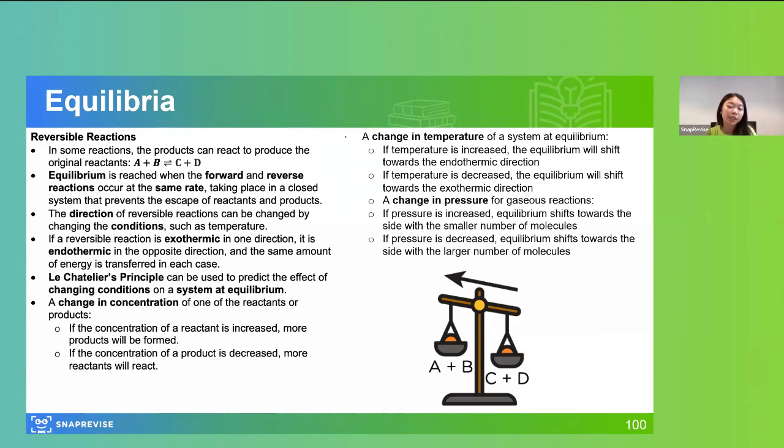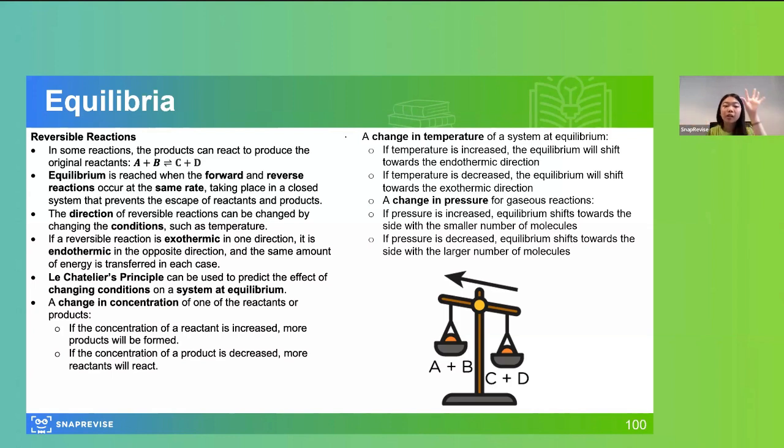Equilibria, the reversible reactions. This is quite important to understand, so I'll try to explain this as much as I can, but this is a very hard thing to grasp. So don't worry, I'm going to slowly explain it. If you have any questions, ask. Okay. In a reversible reaction, so when something's at equilibrium, basically, A plus B goes to C plus D. Let's say that's the equation.